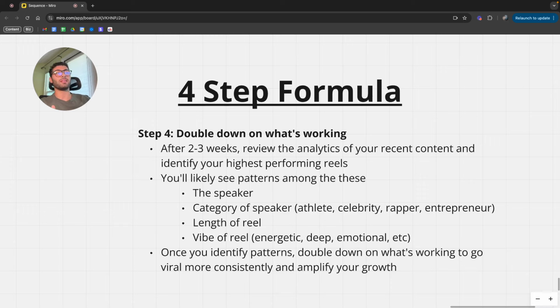So if you find that these are patterns, what you're going to want to do is double down on what's working, right? Because if you're seeing these patterns, that's Instagram, like I said, telling you that this is what's working best right now, and this is what your followers like to see most. And you've got to take that information and pretty much use it to your advantage and start doubling down on what's working. So once you identify the patterns, double down on what's working to go viral more consistently and overall amplify your growth. Okay.